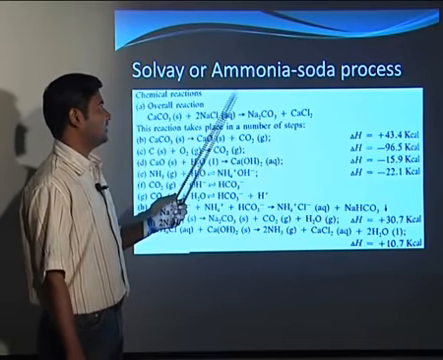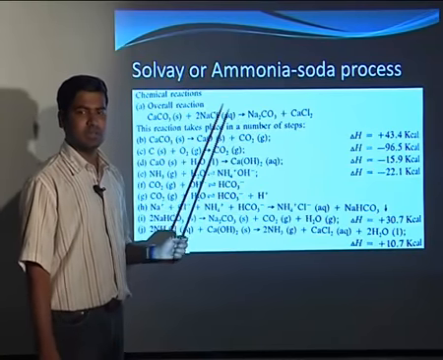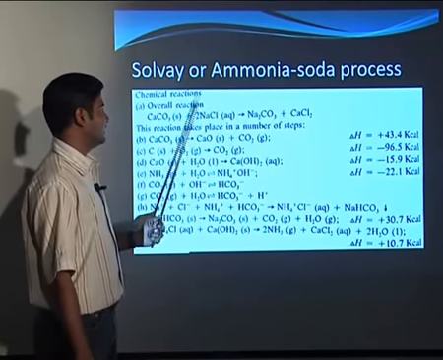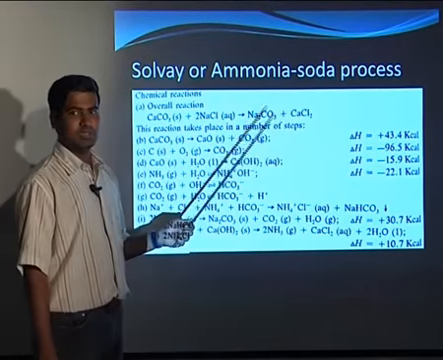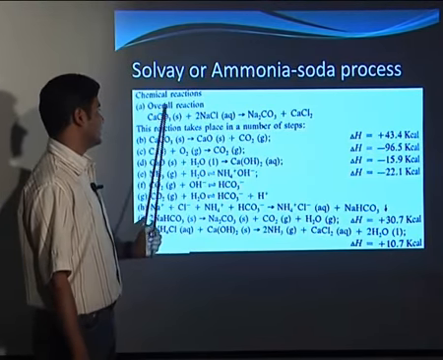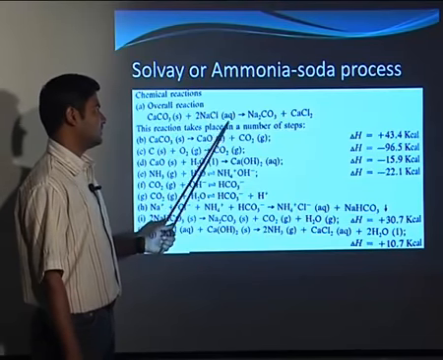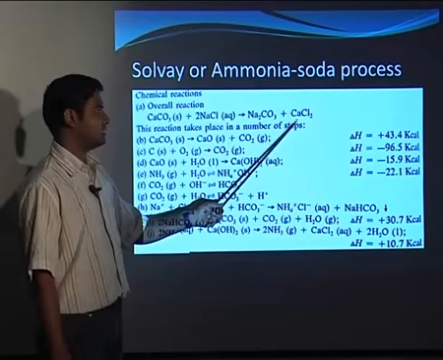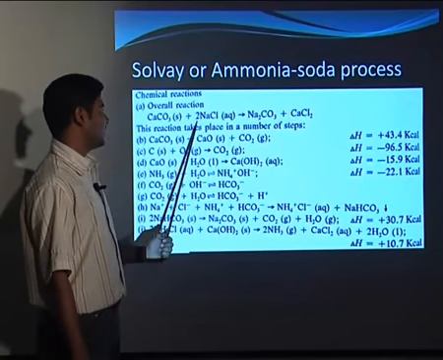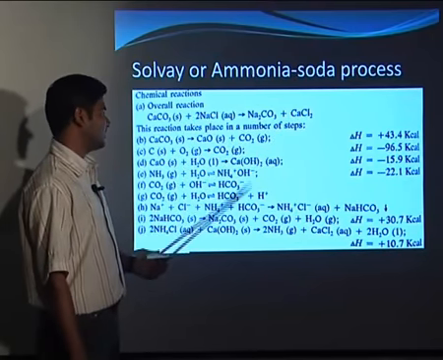If we see the Solvay or the ammonia soda process, it was discovered by Solvay, and it is the widely used process in many countries. If we see the overall reaction, then calcium carbonate with the brine gives soda ash and calcium chloride. This is the overall reaction, but it takes place in many steps.